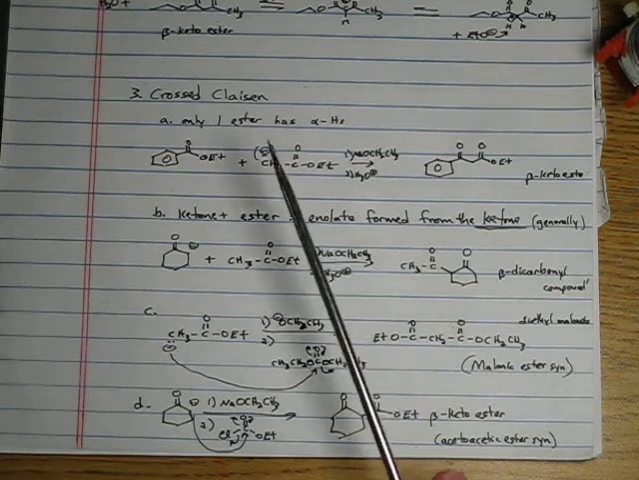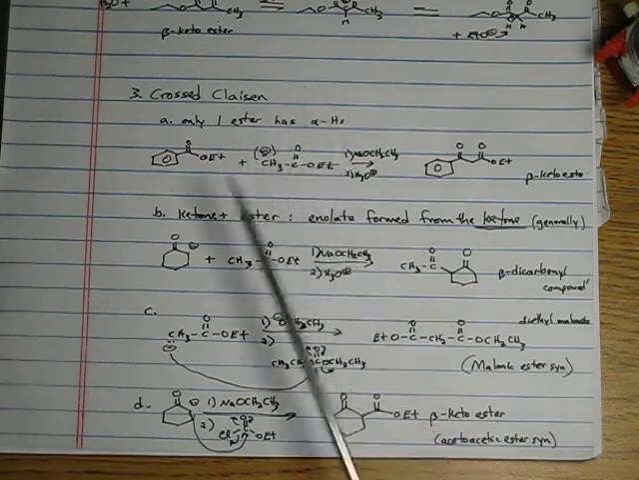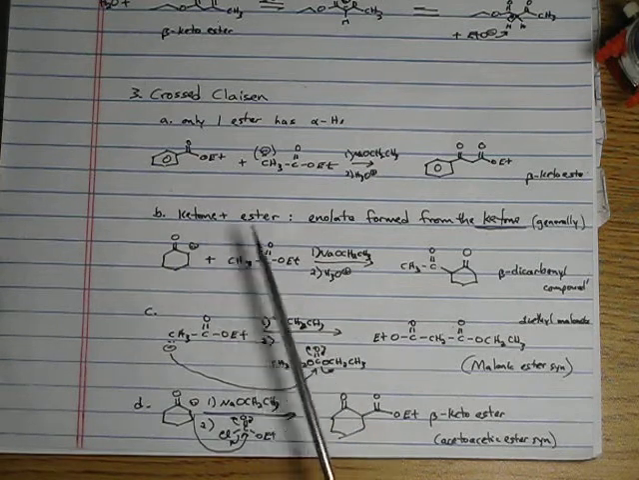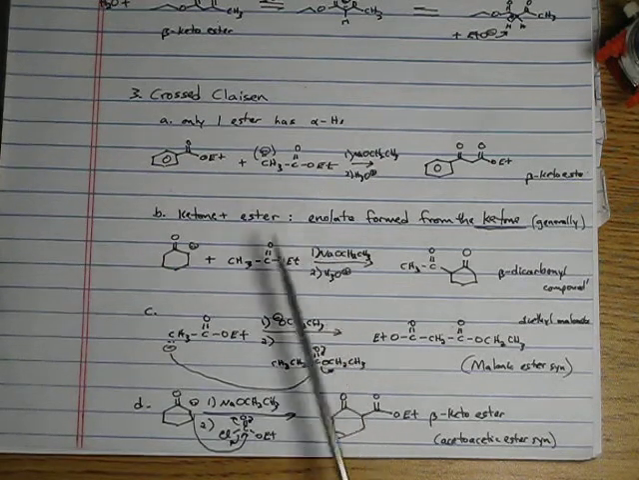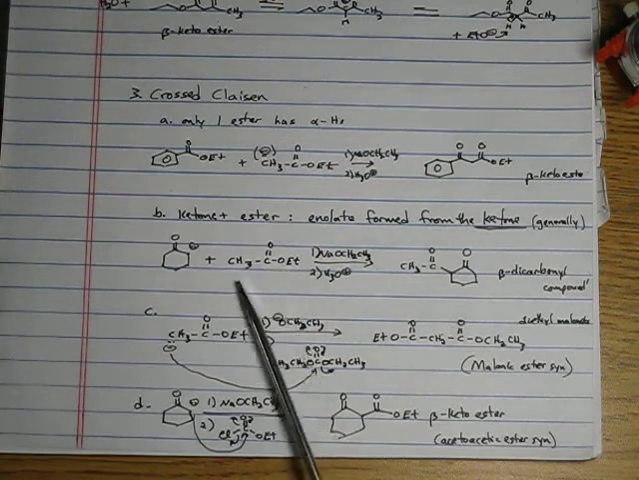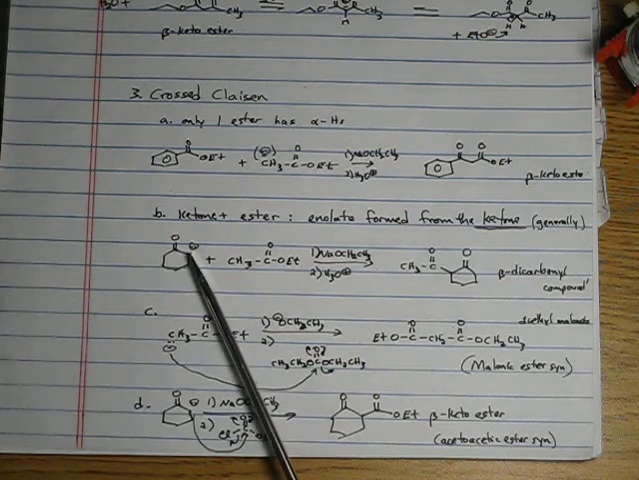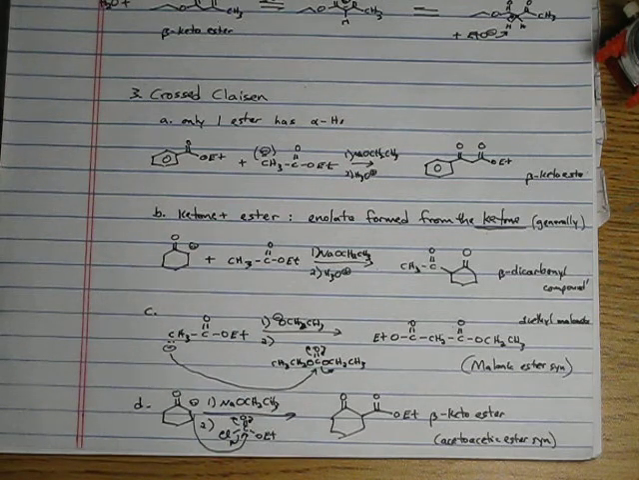All right, so that's what will happen in our crossed Claisen if one ester has alpha hydrogens on it. What if we used a ketone and an ester? If we look at this, here's our ester, so we could attack one of these hydrogens right here, or we've got a ketone, and we could attack one of these.